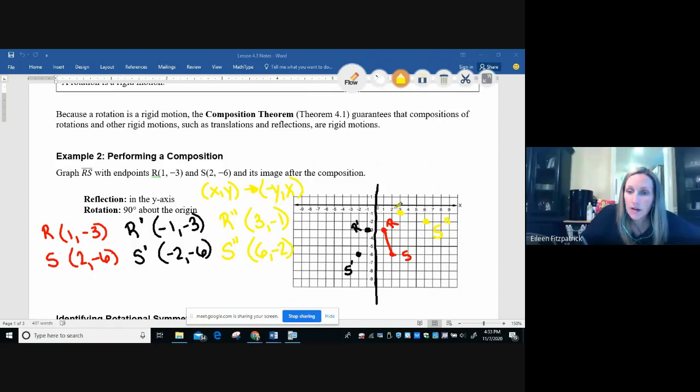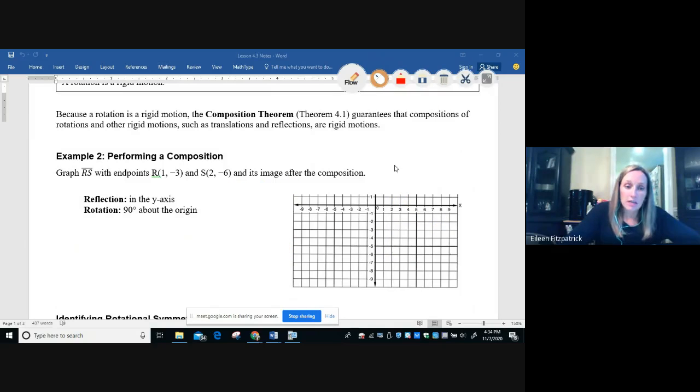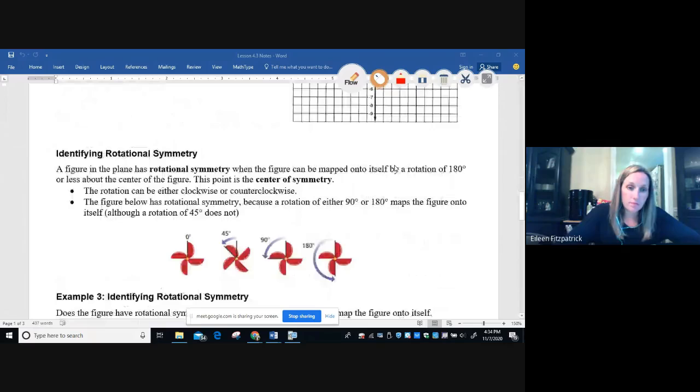Here's S double prime, here's R double prime. Hope I didn't connect this segment. All right, and again, if you think about the distance that R prime is from the origin and R double prime, you can see that the rotation is 90 degrees about the origin. Okay. All right, just keep on moving along.